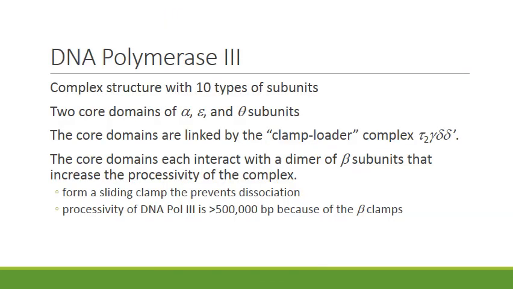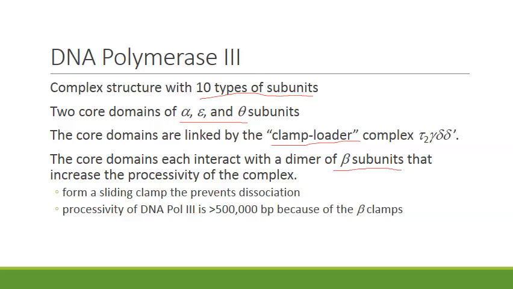So DNA polymerase 3, again, that's the main DNA polymerase in E. coli, is a very complex structure with 10 different subunits. There are 2 core domains of alpha, epsilon, and theta. The core domains are linked by what we call clamp loaders. The core domains each interact with a dimer of beta subunits that increase the processivity of the complex.